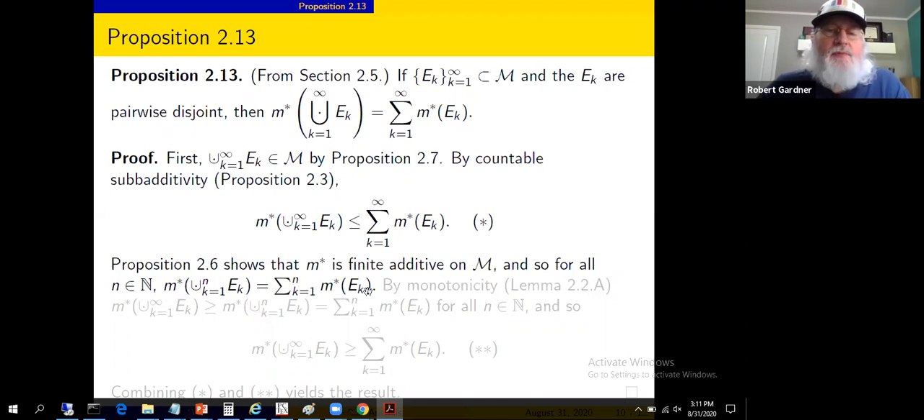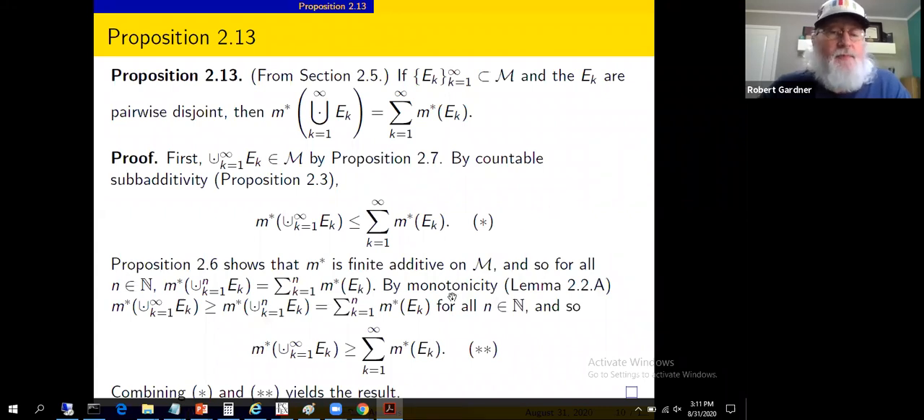Now, here comes the entrance of the finite additivity. Proposition 2.6 shows we've got finite additivity on the measurable sets. So for any n, we're going to do a limit again, the outer measure of the disjoint union of n of those E sub k's is the sum of the measures. Finite additivity. What we're trying to do is reverse this inequality up here.